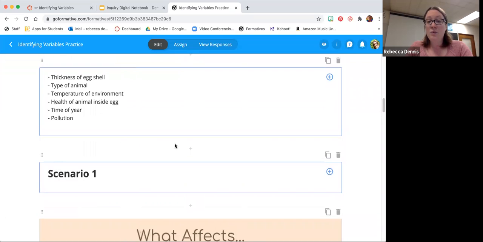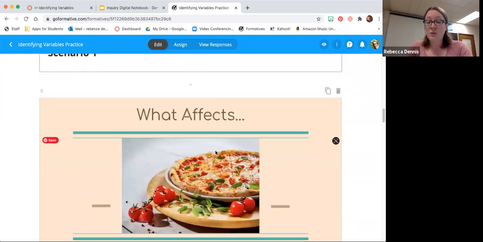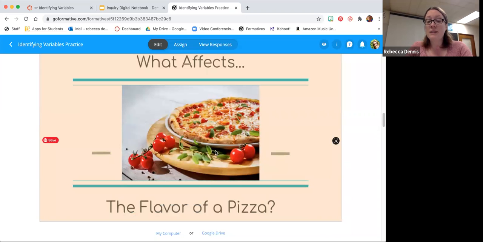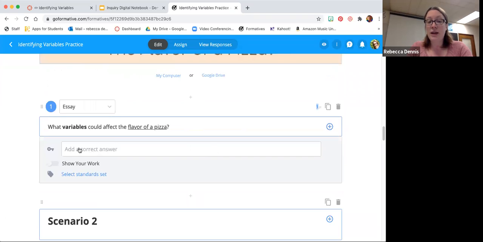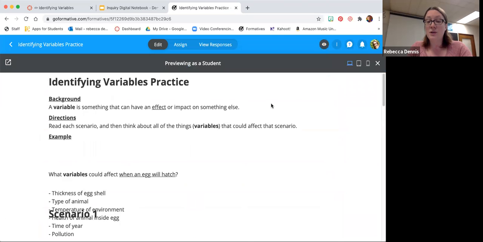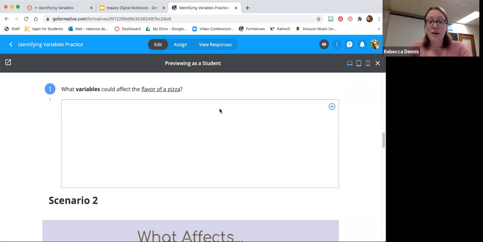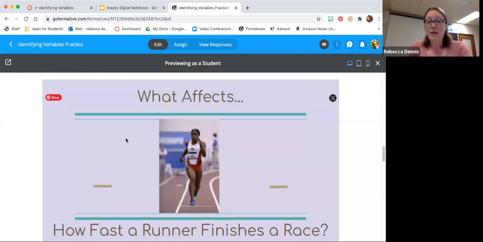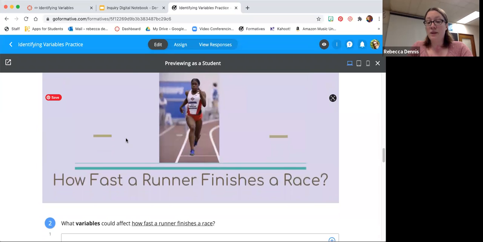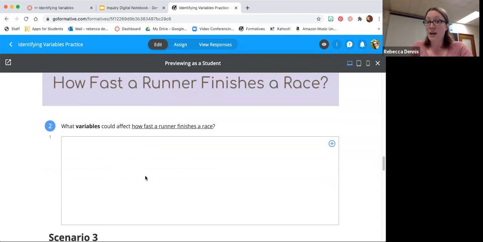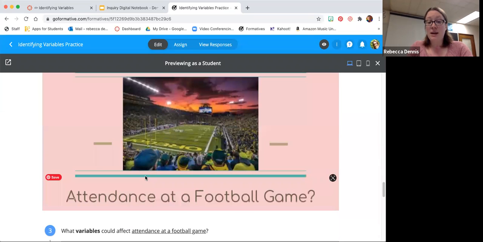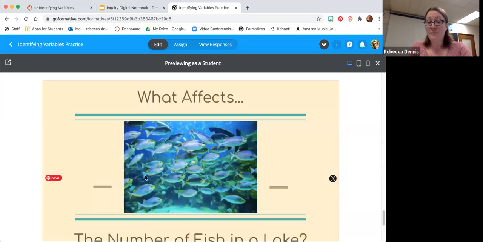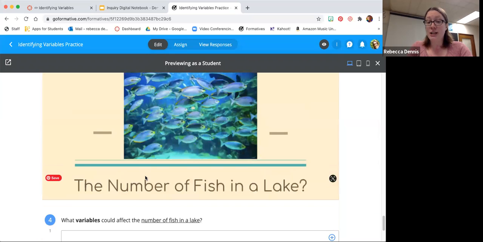And then we would submit that question and go on to the next one. What affects the flavor of a pizza? So you're going to go into your box, you're going to type all of the things that you can think of that might affect the flavor of a pizza. What affects how fast a runner finishes a race? So you might have some ideas about that. So put as many as you can. I'd like at least 3 variables for each of these topics. What might affect the attendance of a football game? What affects the number of fish in a lake?